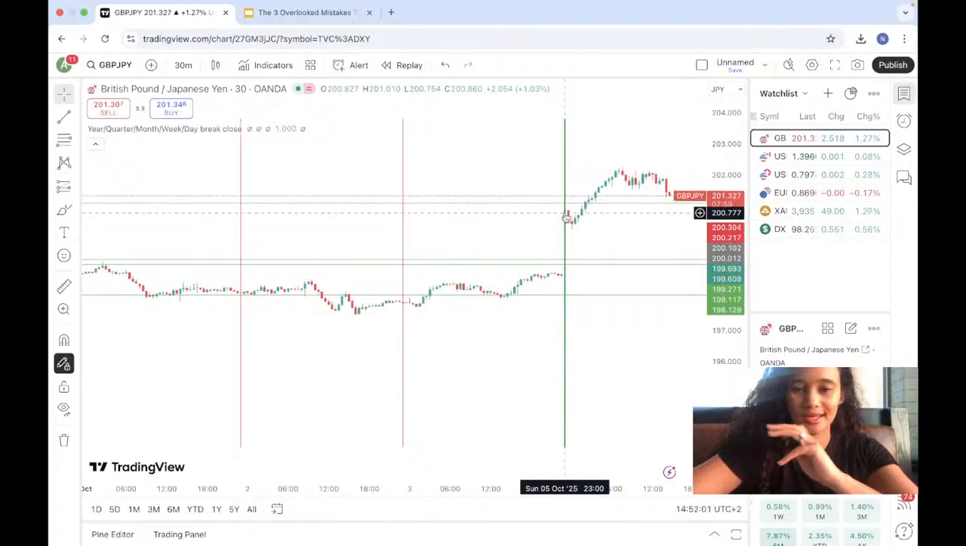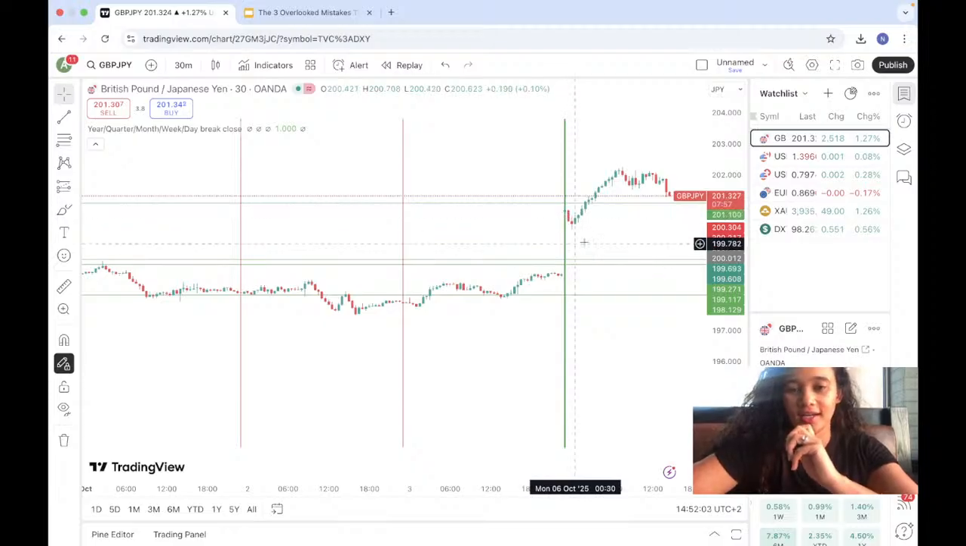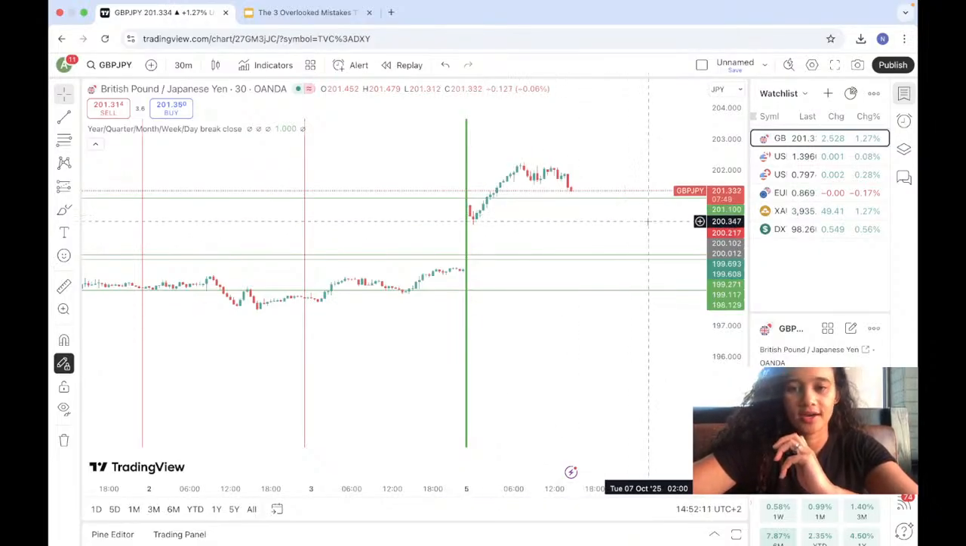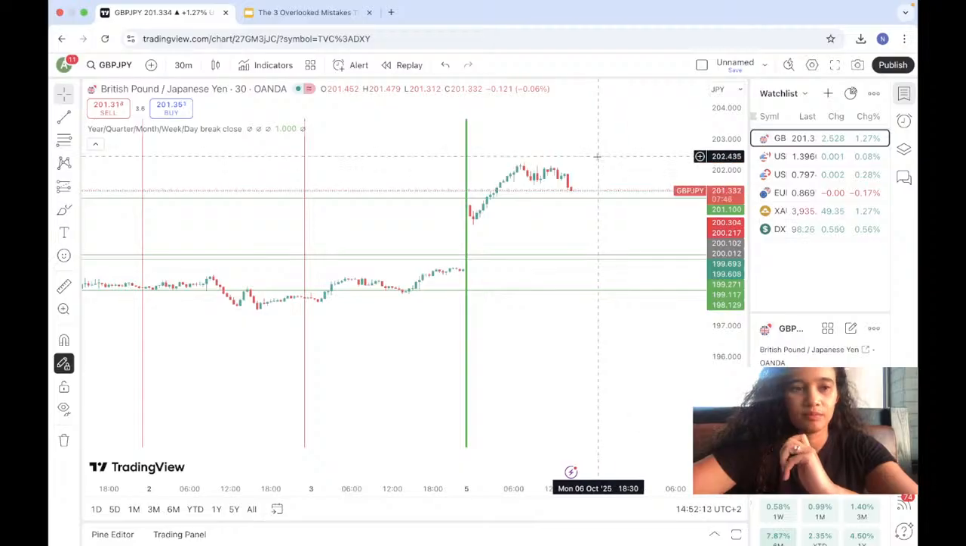As you see here, I didn't hold a trade for GBPJPY, didn't see an opportunity, but for that week alone I just had 3.2% on that. So not too bad, especially for one pair.